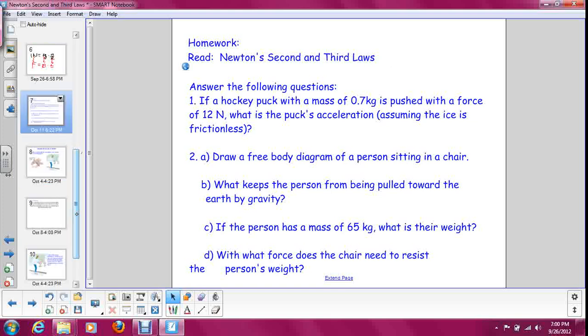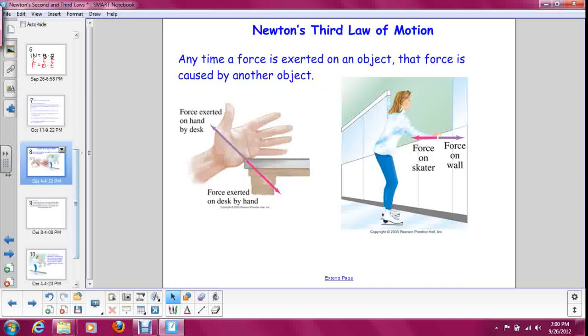So we already talked about Newton's first law, which is the law of inertia, and Newton's second law, and we summarized that as F equals ma. We have one more left, Newton's third law.